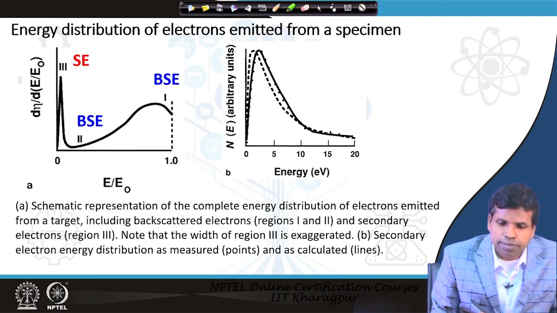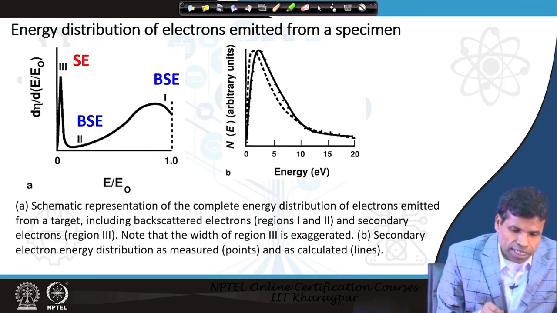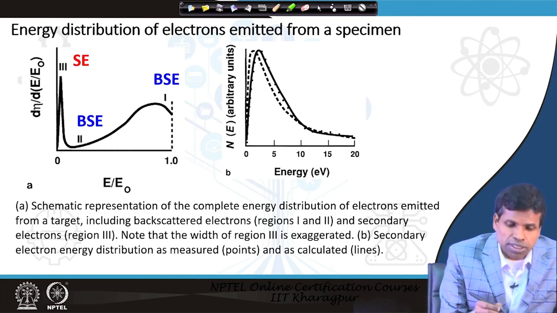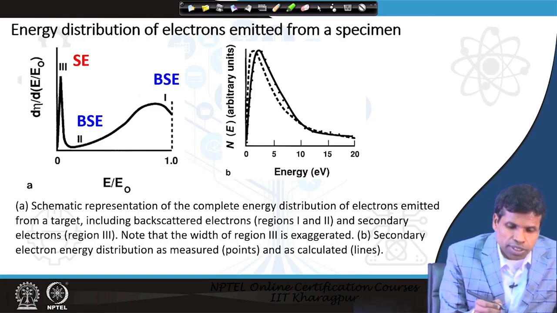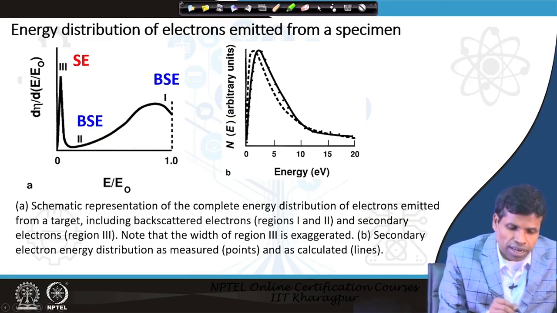So, here is the energy distribution of electrons emitted from a specimen. As you see in the left side diagram, the peak is the secondary electrons, which have an energy less than 50 electron volts. Particularly, 90% of the secondary electrons have energy less than 10 electron volts, mostly 2 to 10 electron volts. The rest of the electrons which emerge from the specimen are backscattered electrons, which have energy greater than 50 electron volts, and their distribution is shown in the graph on the left side.